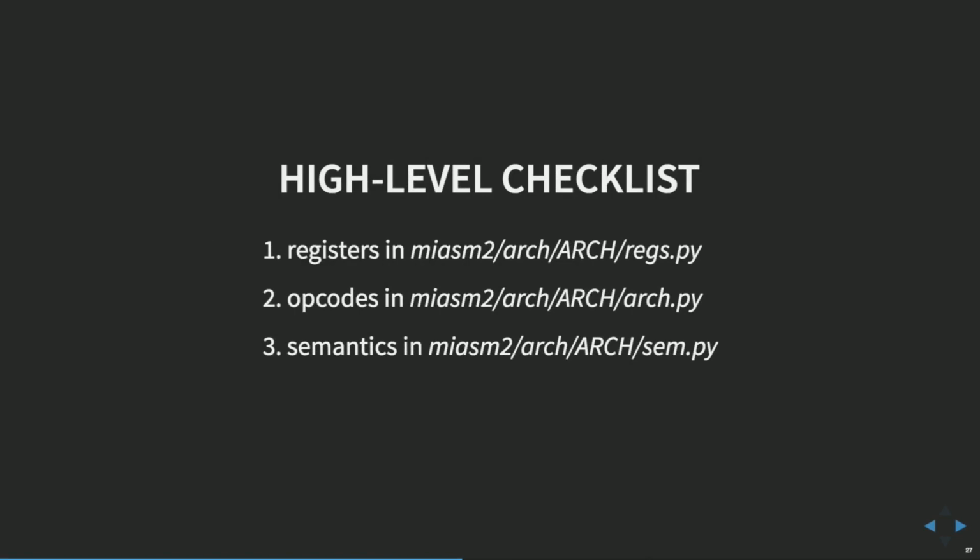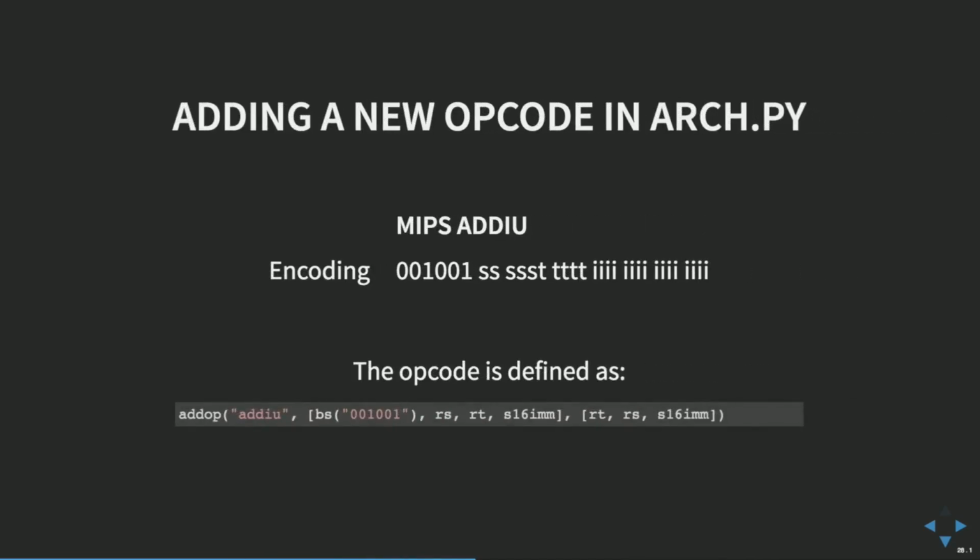Sorry. So first thing you need to do, you need to specify or let's say implement registers in the rex.py file. I won't describe that today because it's mainly strings in a file, so it's not really interesting. Then you need to define opcodes in the arch.py file, and finally the semantics in sem.py. So, arch. In this example, I would want to add an instruction to MySM. It's add immediate in MIPS.